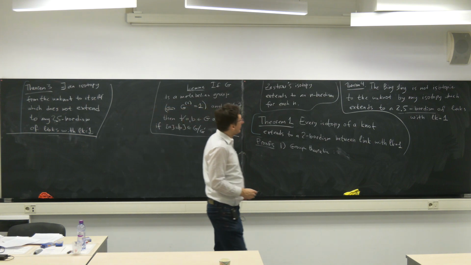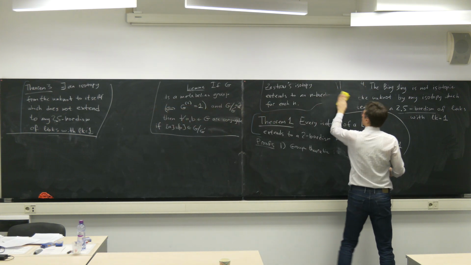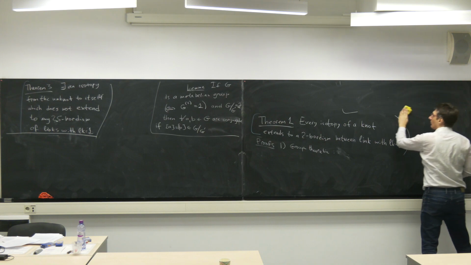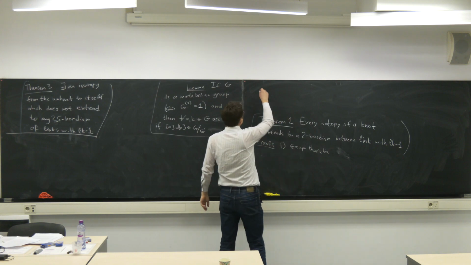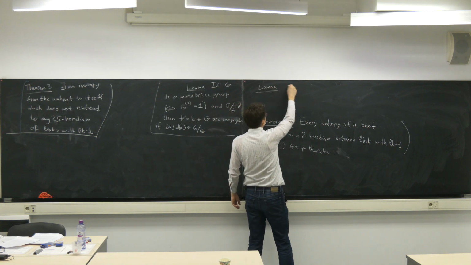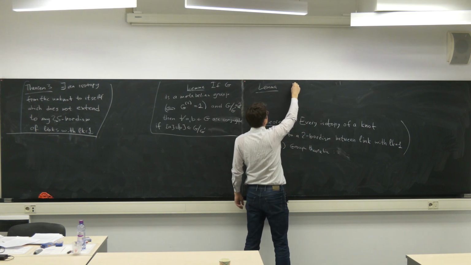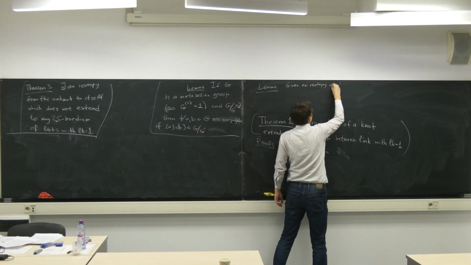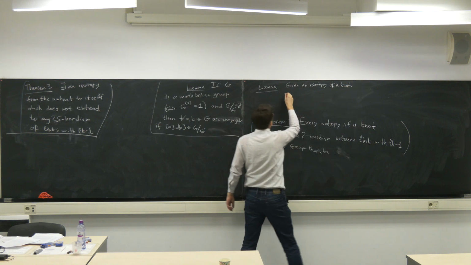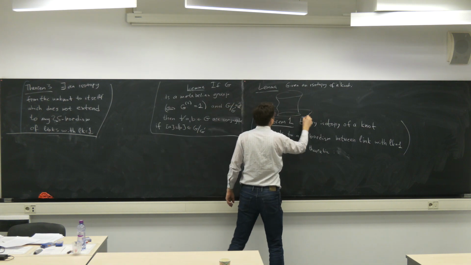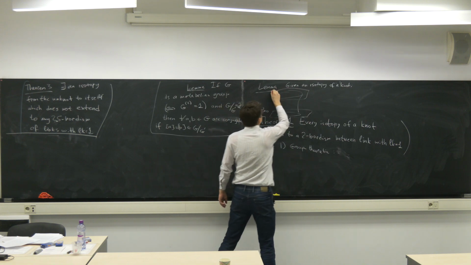Maybe I try to keep it, but I can erase this one. So there is another lemma. Let me state it in the form of a picture. So suppose we have an isotopy of a knot, given an isotopy of a knot, and draw this isotopy. So this is S3 times 0 and S3 times 1.